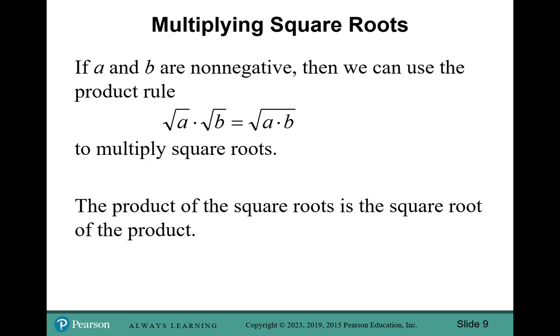Alright, let's look at multiplying square roots. If a and b are non-negative, then we can just use the product rule. The square root of a times the square root of b equals the square root of a times b. Kind of like what we just looked at, but working a little bit backwards to multiply these square roots. The product of the square roots is the square root of the product.